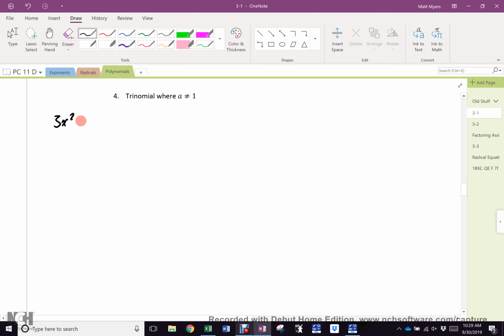3x squared, 8x plus 5. What bothers you there? There's no GCF and there's a number out in front. Okay? There are 4 ways that I know how to do this.